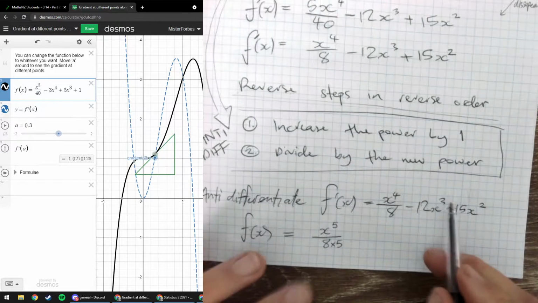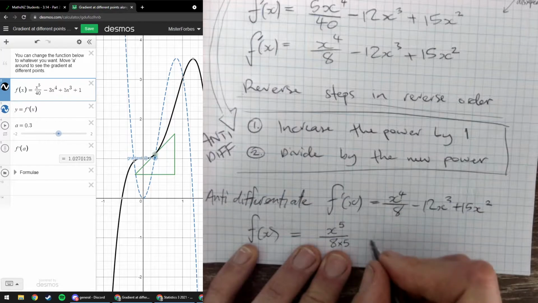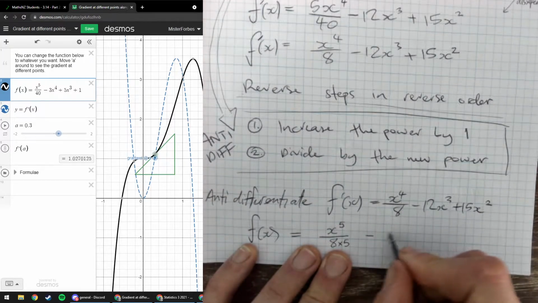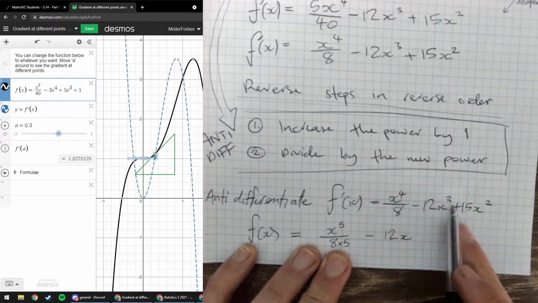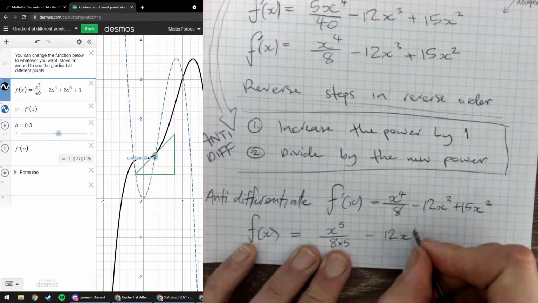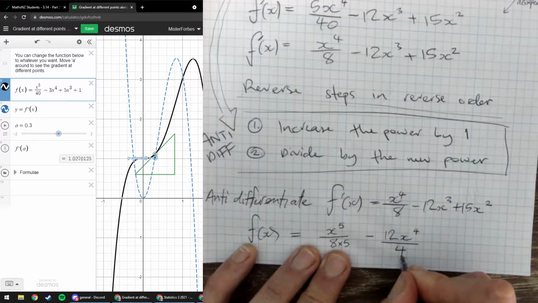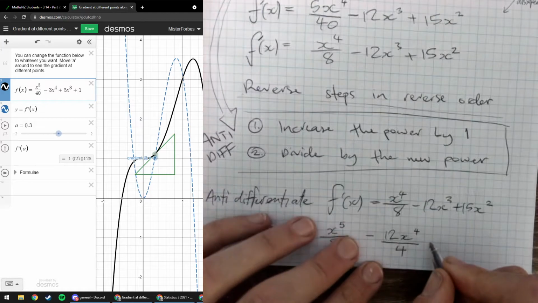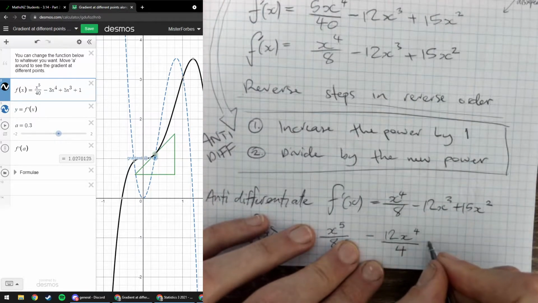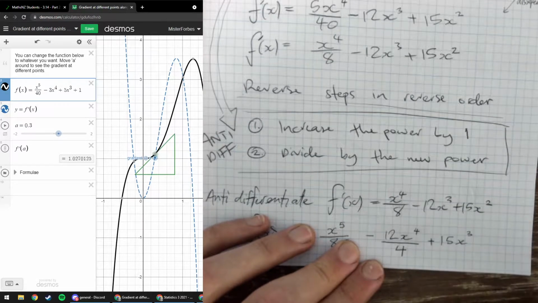Okay, so let's do this next one. This next one's going to be a better example. This one's a little bit complicated, to be honest. It's going to be minus 12x. We increase the power by 1 first, so it's to the power of 3 currently. So we're going to increase that to a 4, and then divide by the new power, so we're going to divide it by 4. Right, and then after that we are going to do this one here: plus 15x, increase the power by 1 to the power 3, and then divide by the new power.